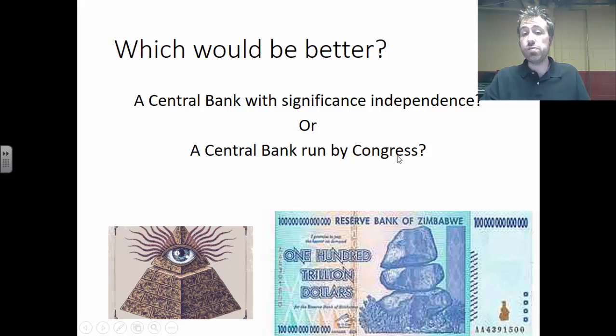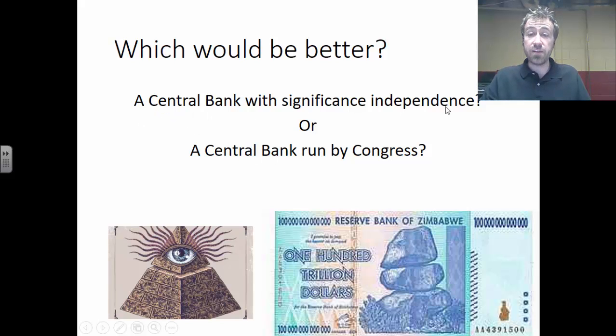Now, we do not have a central bank run by Congress. Although, does our government spend a lot of money? Sure. Would they spend a lot more, like Zimbabwe maybe, if they were in control of the central bank? I don't know. That's for you to figure out.